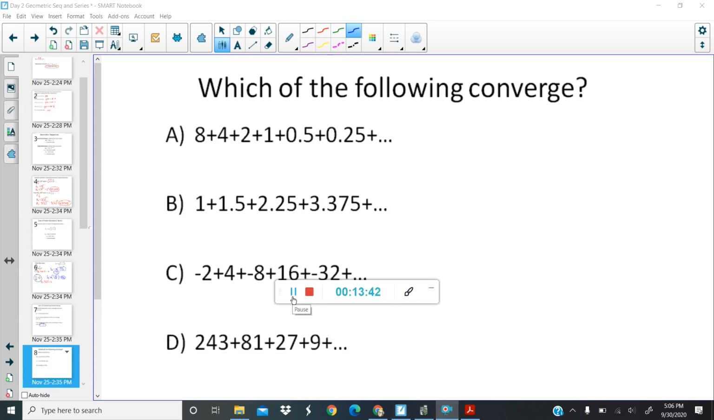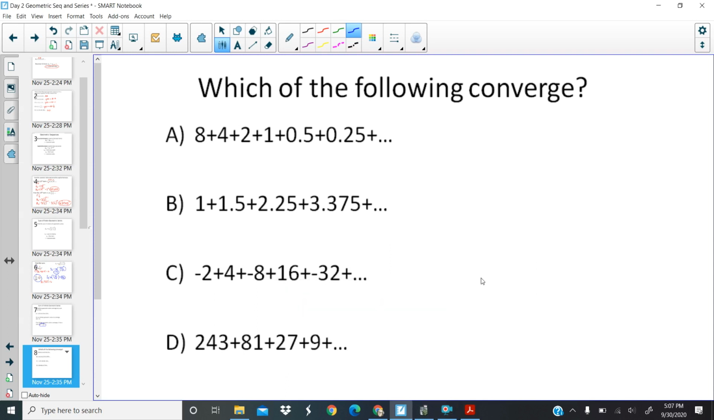So on this slide, we're just looking at which of the following of these series will converge if we're adding up an infinite number of terms. So to find that, you're going to be looking at the common ratio of each of these and use that to determine if it converges or not. So remember that that common ratio, the absolute value of it, has to be less than 1. So in other words, it has to be in between -1 and 1 for the series to converge. So go ahead and pause it here and try to find the common ratio for each of these, and then decide if the series converges based on that.